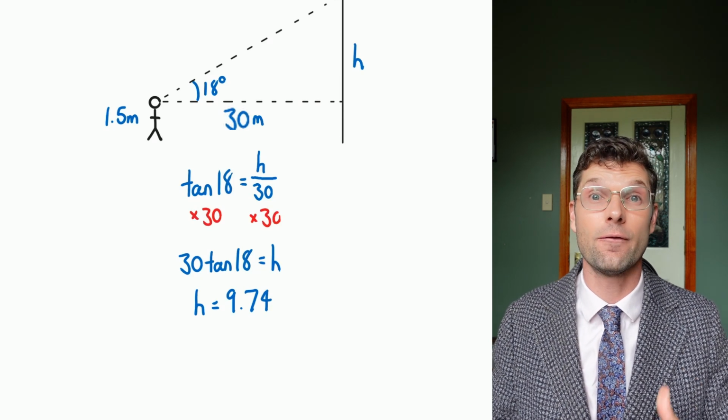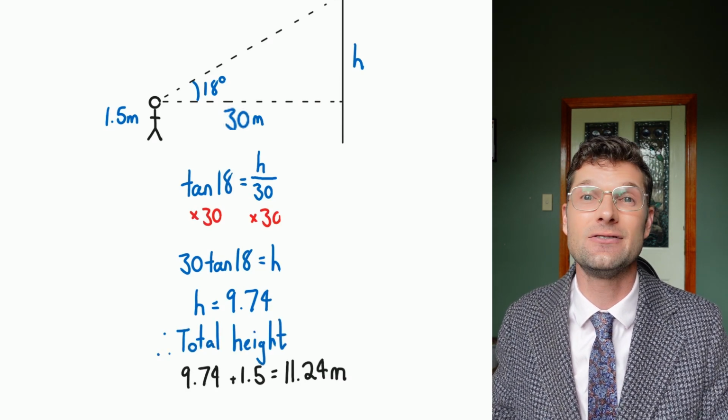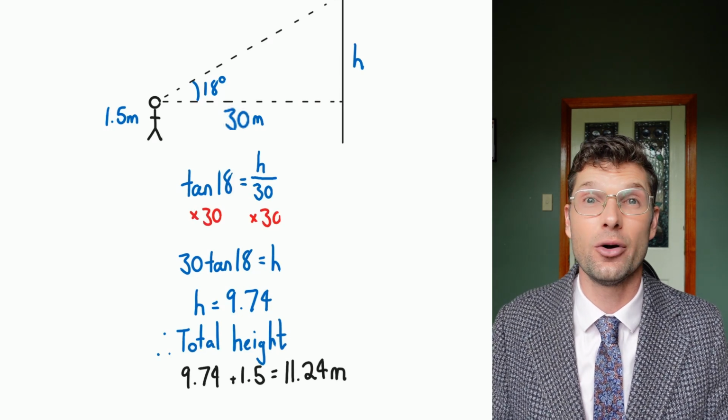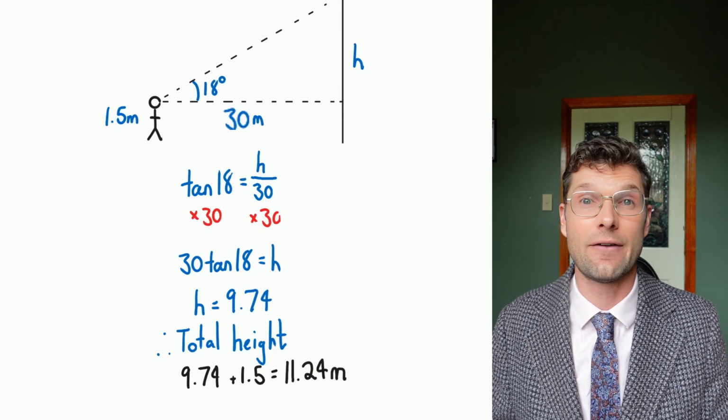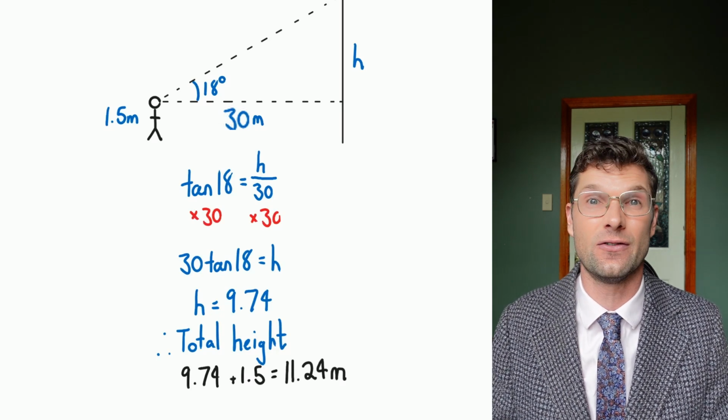This is just the height from your level. So what I've got to do is add on the 1.5 to get the total height of the building. 9.74 plus 1.5 is equal to 11.24, and that's full marks for this question. That's all we've got to do.